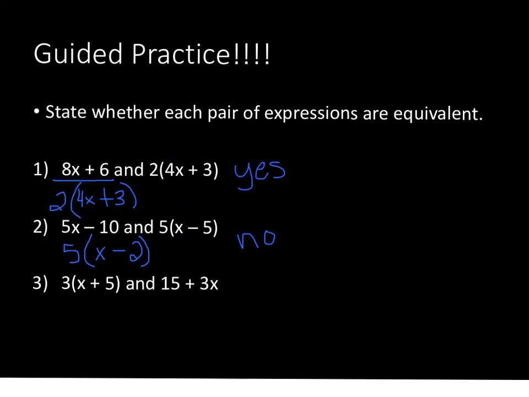All right, and the last one is 3 times x plus 5 and 15 plus 3x. So I'm again going to go ahead and pull out my common factor of 3 here and make this 3 times, well, 3 times 5 is 15, plus 3 times x would give me 3x. So is 3 times x plus 5 equivalent to 3 times 5 plus x? Yes, it is.